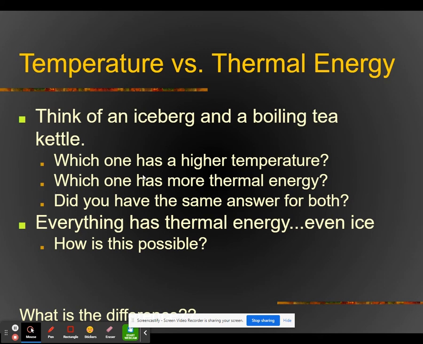The reason for this is, remember we said that everything has thermal energy, even ice? Well, the iceberg has some thermal energy per cubic centimeter or whatever. So does the boiling tea. But the iceberg is way more massive than the little pot of tea. So even though the tea has a much higher temperature, since there are so many more water molecules in the iceberg, the solid iceberg actually has more total thermal energy.